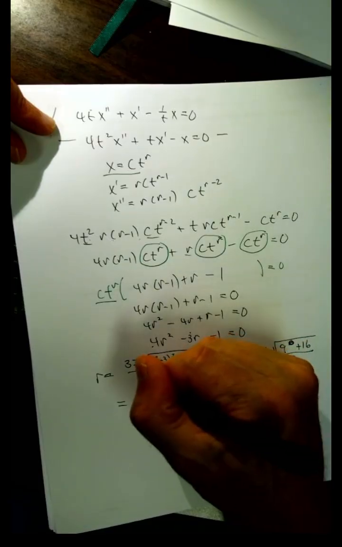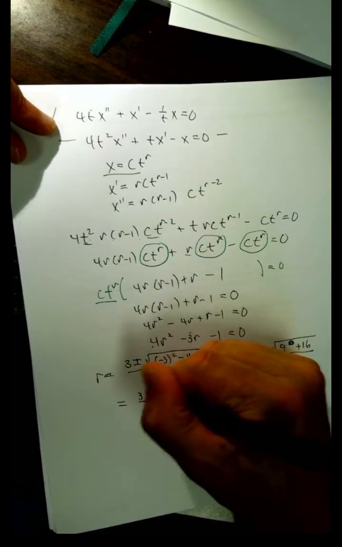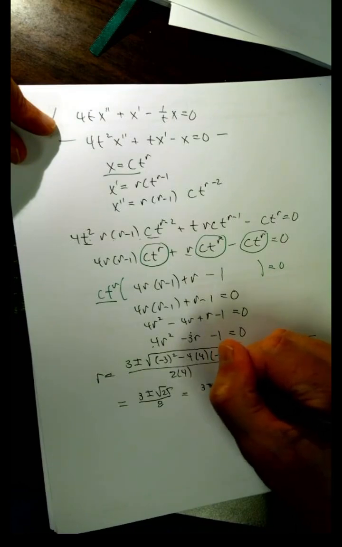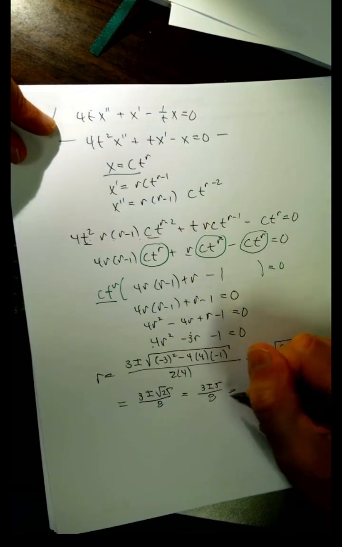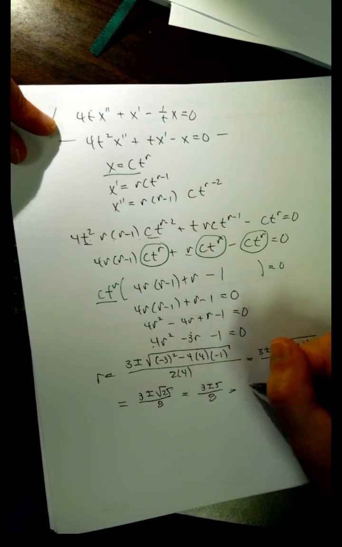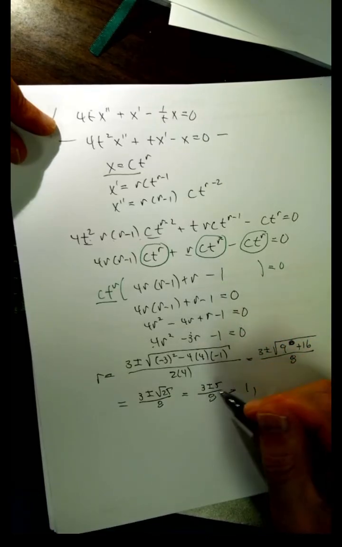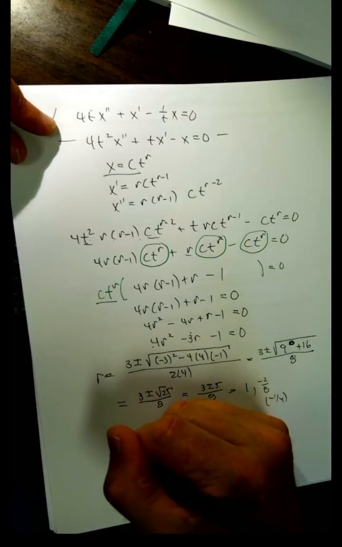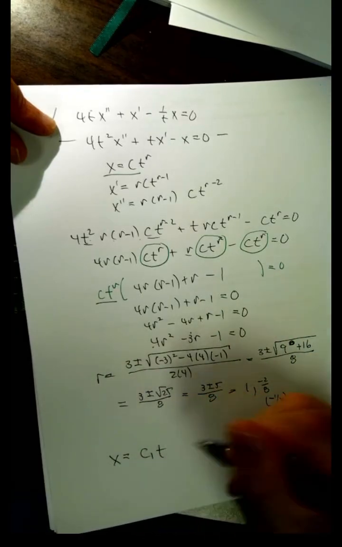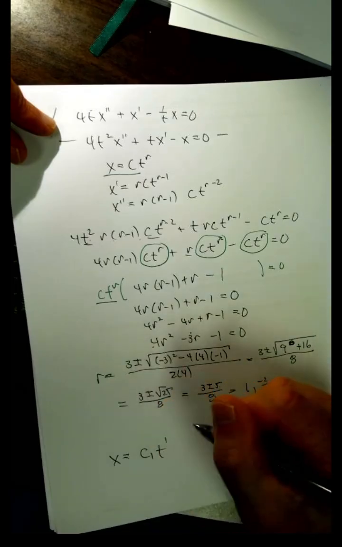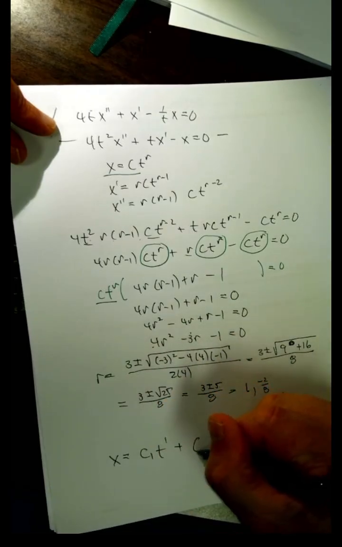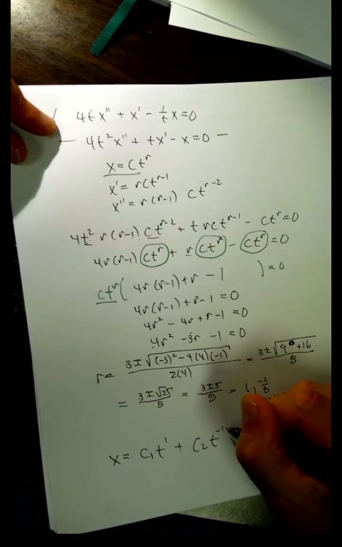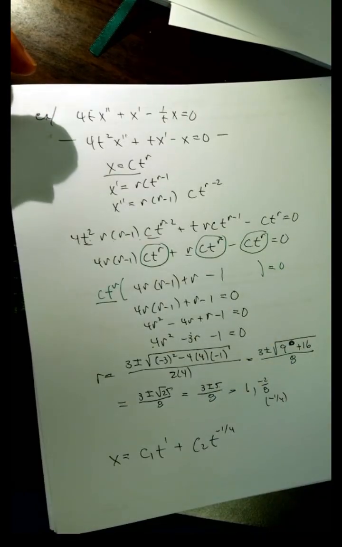So that becomes 3 plus or minus square root of 25 over 8, is 3 plus or minus 5 over 8. So when I have the plus, 3 plus 5 is 8 over 8 is 1. Or when I take 3 minus 5, I get minus 2 over 8. And that I'm going to write later as minus 1/4. So my solution then is going to be C1 t, and I'm going to use the first root, that's 1, plus C2 t raised to the second, which is minus 1/4.